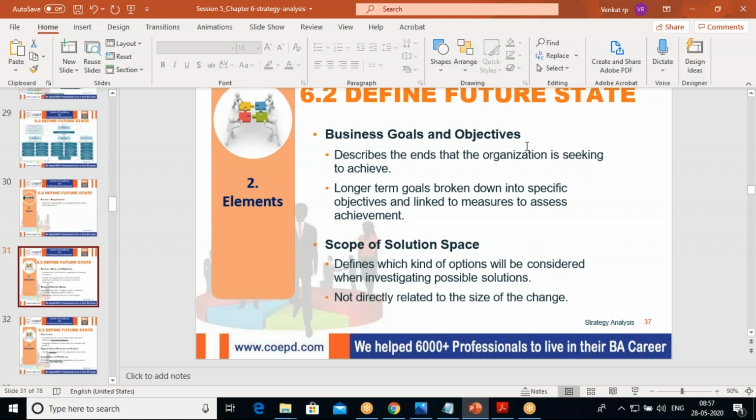Okay, and then we need to understand the scope of the solution space. That means it defines which kind of options will be considered while investigating possible solutions. Most of the time, it would be the cost factor, and the second would be how it is being implemented and how the stakeholders are showing interest in driving this particular change and where they are more comfortable. So these will be understood. And sometimes a few sentiments of the stakeholders will also be considered while defining the scope of the solution space.